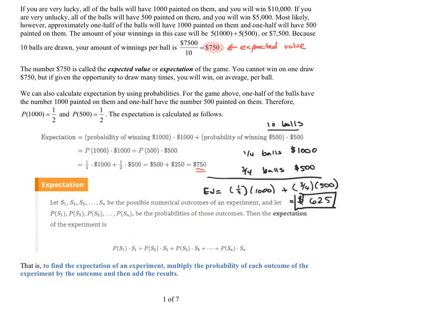So that's what expected value is. It's not what happens in one event, it's what happens over multiple events. How you calculate expected values is you're always going to do the probability the event happens times the outcome of the event. If it's a gain, the number is going to be positive. If it's a loss, the number is going to be negative.